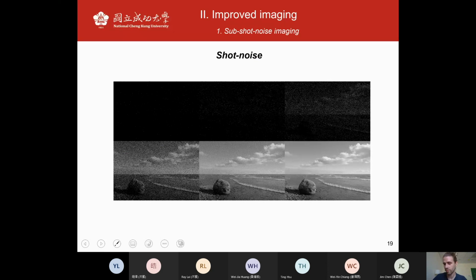The first realization along those lines was performed, and I was not involved in that research, but I think it's a beautiful piece of research. It was done by the team of Marco Genovese in Italy, at the University of Turin. What they tried to improve in images is to get images that were said to be sub-shot noise.